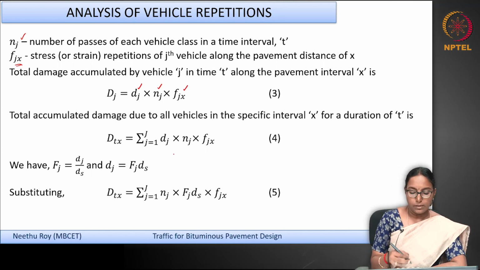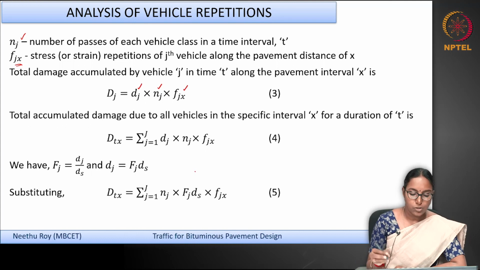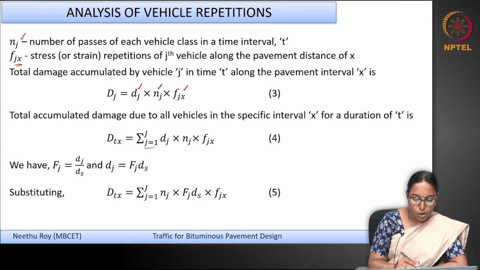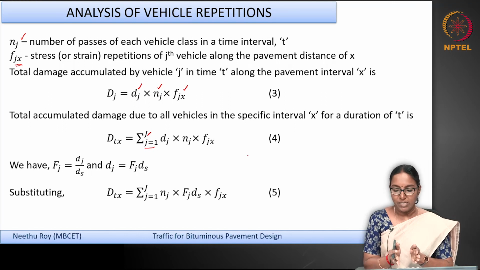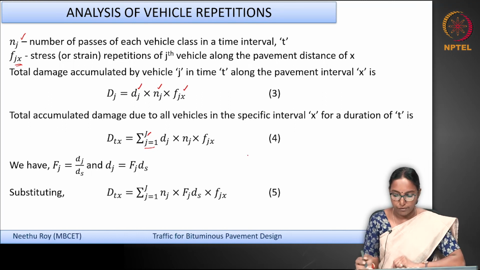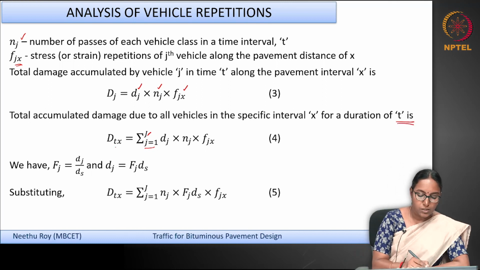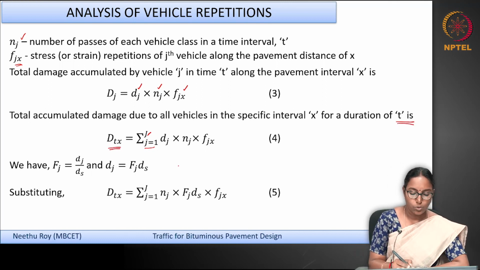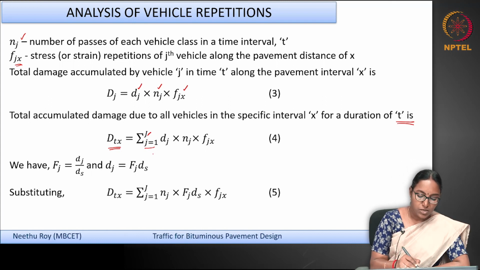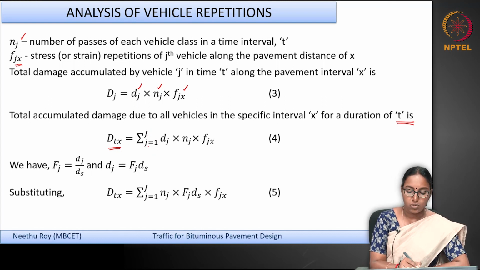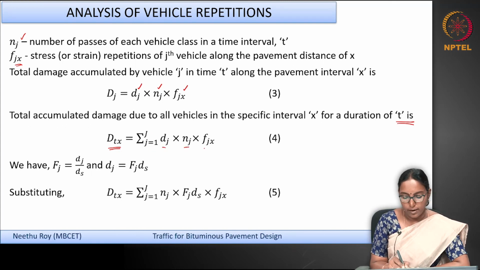Now suppose you consider different classes of vehicles, so j is equal to 1 to capital J. Then for a small pavement interval of x for a duration of time t, the total damage that is caused, dtx, for a time t in a small pavement section of x, the total damage accumulated can be written as sigma j is equal to 1 to capital J of dj, nj and fjx.